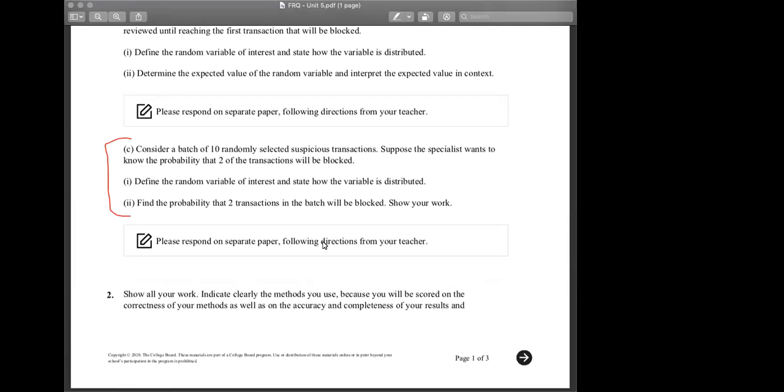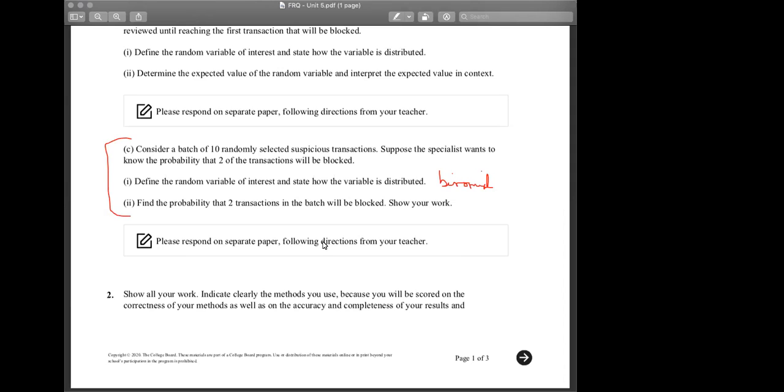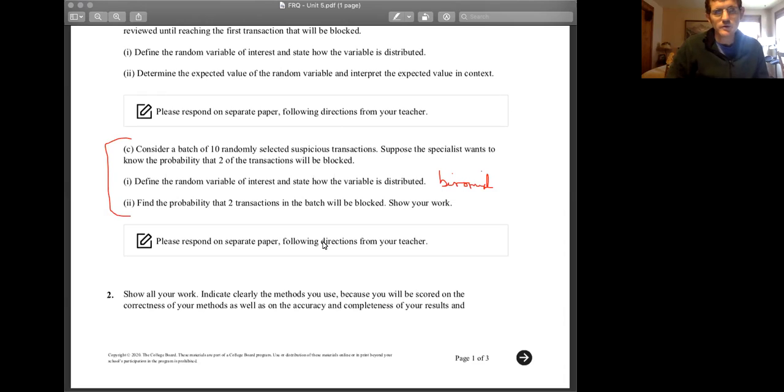Binomial. It's binomial. There you go. So how do we know it's binomial? We have a set number of trials and a set number of successes. There you go. That's really what we're looking for. So we got 10 trials, 2 successes.